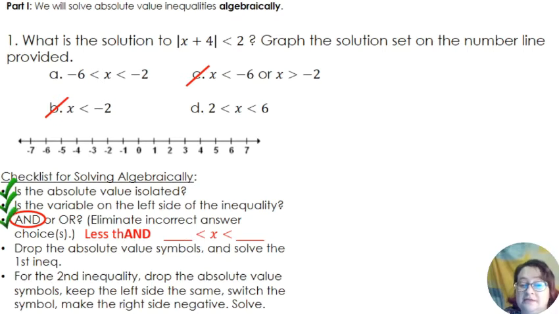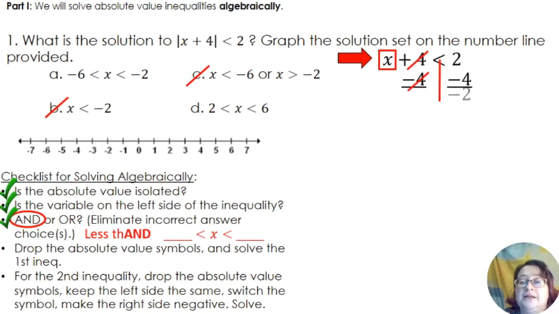That step is done. Next step, drop the absolute value symbols and solve for the first inequality. Very similar to what we do with absolute value equations. We drop our absolute value symbols. X plus 4 is less than 2. Box in our variable, line down. Use our inverse operations to get rid of everything else except the variable on the left. Minus 4 on the left and on the right. Same thing on both sides. The 4's cancel. 2 minus 4 is negative 2.